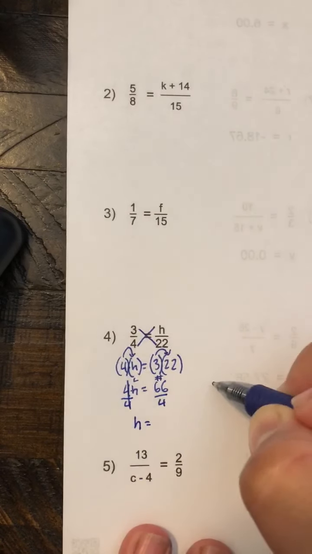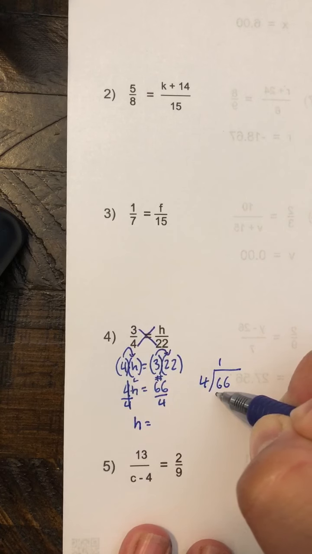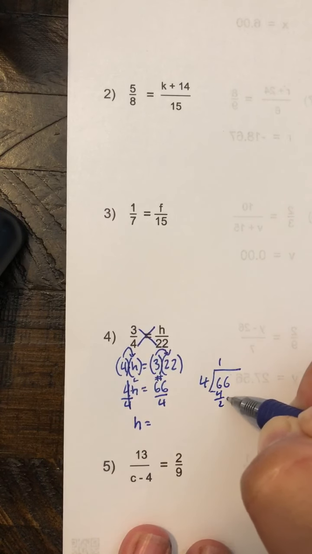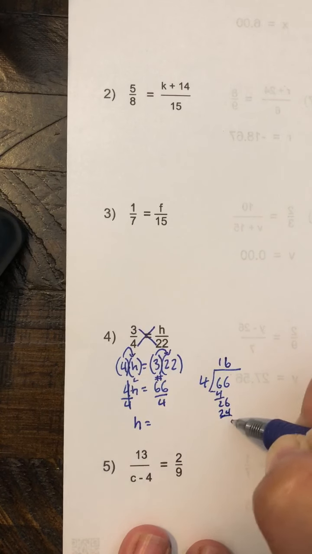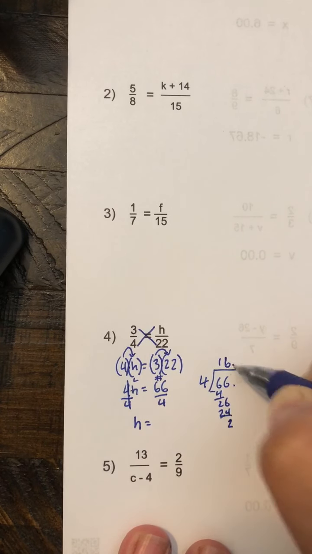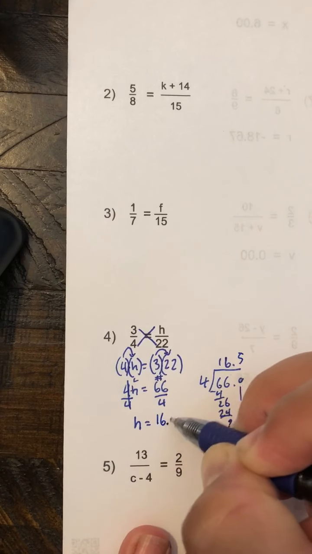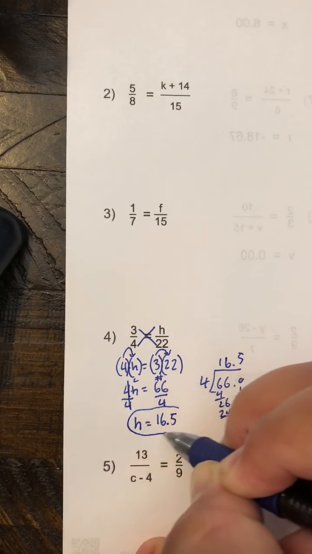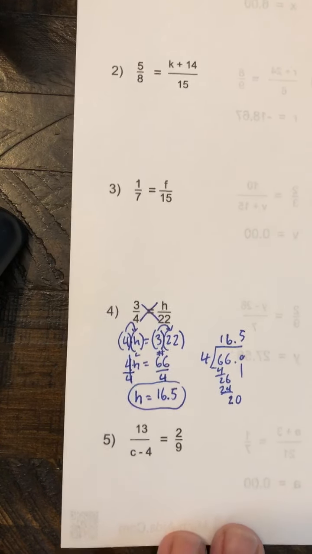H equals, let me do it over here, 66 divided by 4. 4 goes into 6 once, 6 minus 4 is 2, bring down the 6, 4 goes into 26 six times, that's 24, we have 2, and bring down that zero. So that's our answer, 16.5. Cool? So with these proportional ones, we always start with the cross multiplication. So let's check out this next one.